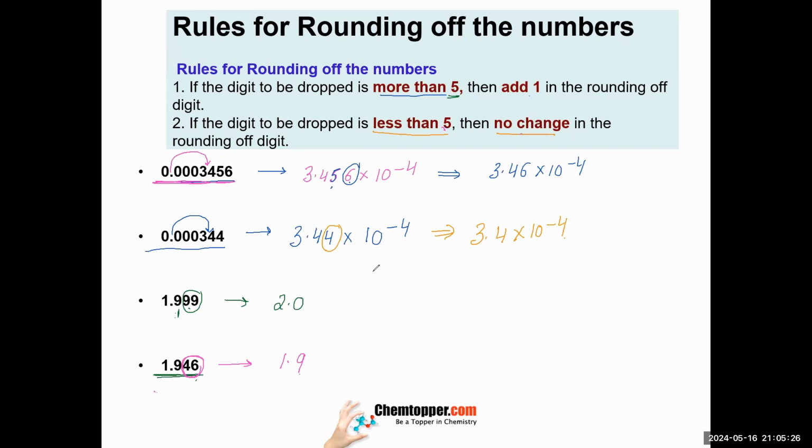Rounding off is very important because when we are going to express our answers in the right significant figures, at that time, this rounding off is needed. And the understanding of the rounding off: whatever digit you are going to drop, if it is more than 5, then add 1 in the rounding off digit. If it is less than 5, no change. If it is 5, then again you have to add 1 in the rounding off digit.